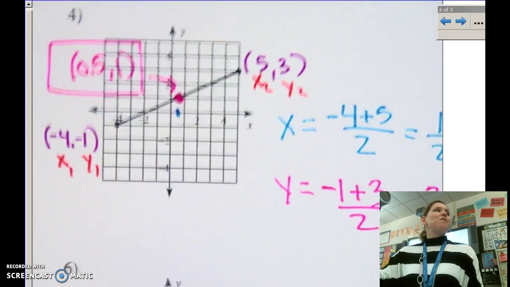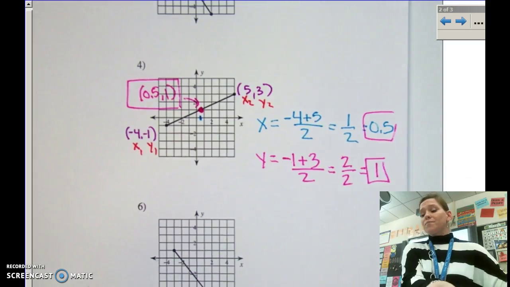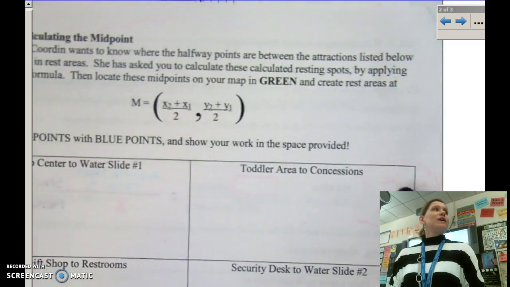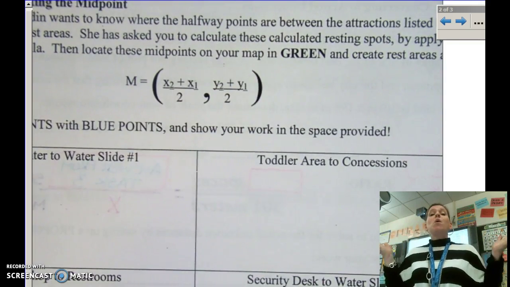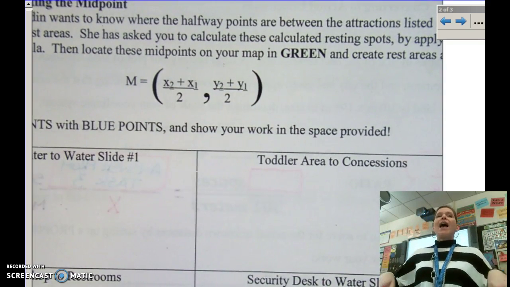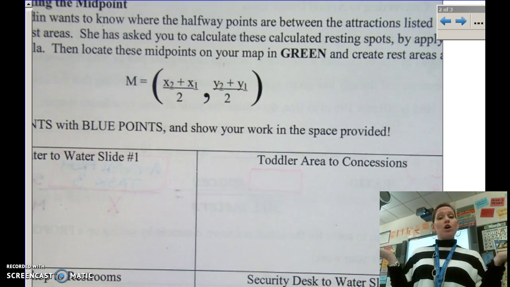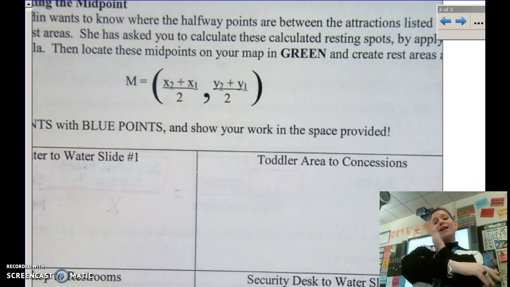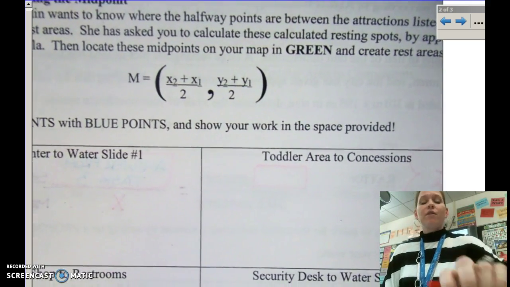A nice way that I like to remember the midpoint is a little cheer, and the cheer goes something like this. Wish I had my pom-poms for you. Midpoint, midpoint, what do? Add the x's and divide by 2. Midpoint, midpoint, what do? Add the y's and divide by 2. It's just a quick little cheer, something you can have fun with today.